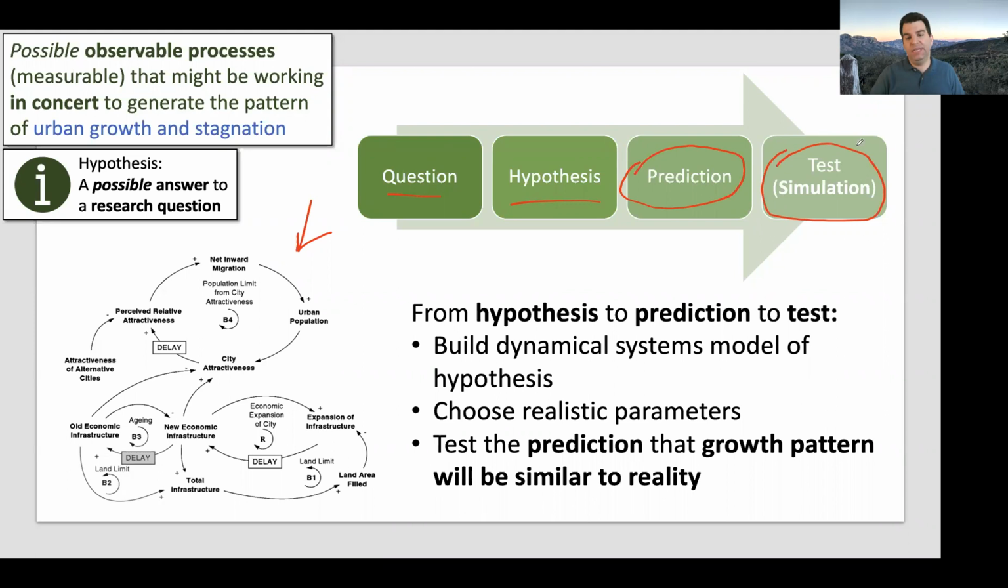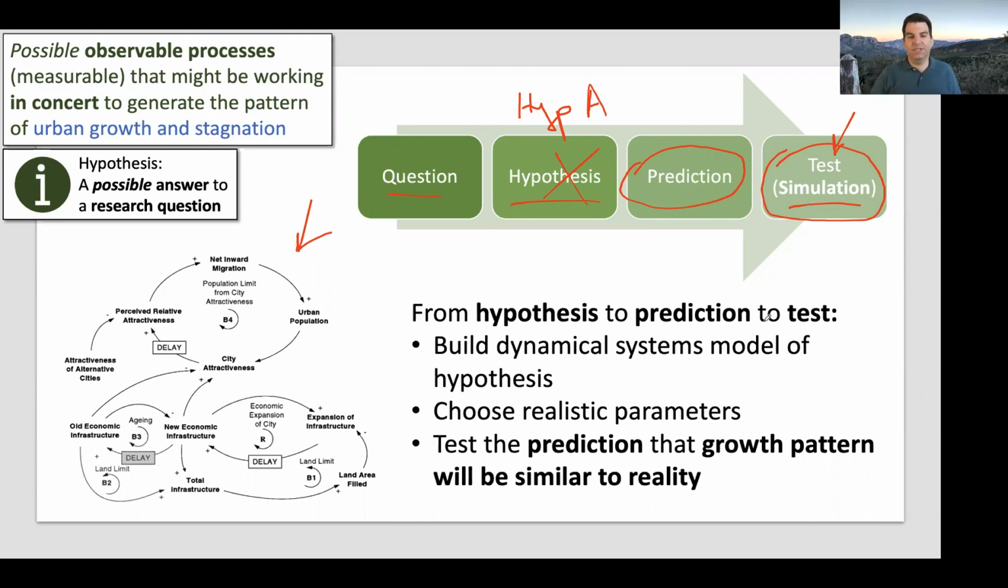And if our simulated city doesn't look like a real city, then that rejects this hypothesis and suggests we need to build an alternative hypothesis and go through this process again. And that alternative hypothesis might be enhanced by the differences that we discovered by doing this. And so it's this iterative process.